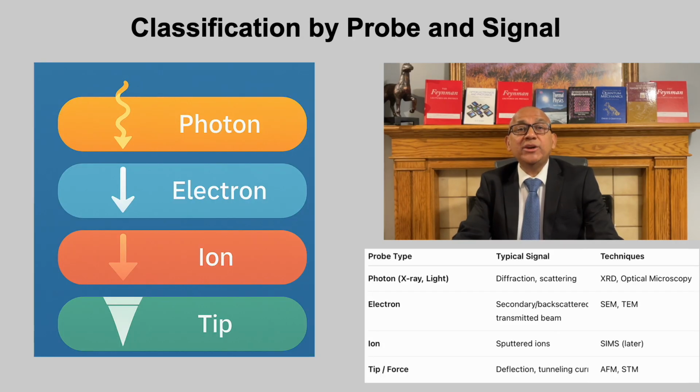Each microscopy technique can be classified by the nature of its probe, whether we use photons, electrons, ions, or physical tips, and the kind of signal we detect. This framework helps us understand why different methods reach different resolutions and depths. As we progress through this course, keep these probe-signal relationships in mind. They explain both the strengths and the limitations of each tool.